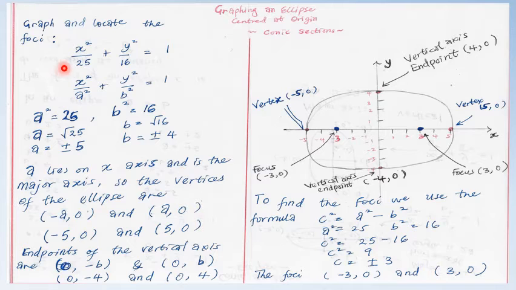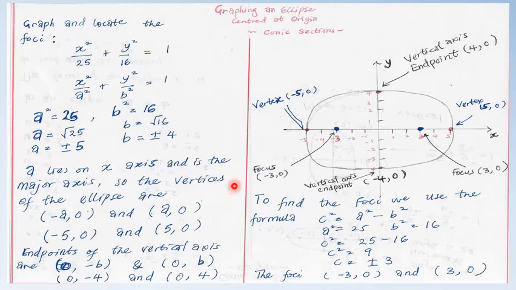So if a squared is equal to 25, we have that a is equal to the square root of 25, and that leaves us with two numbers, plus or minus 5. And our b squared is equal to 16, and that leaves us with b equals the square root of 16, b equals plus or minus 4. Now, since a squared, the bigger number, is under x squared, it means that a lies on the x-axis. So the larger number 5 lies on the x-axis, and this is the major axis.